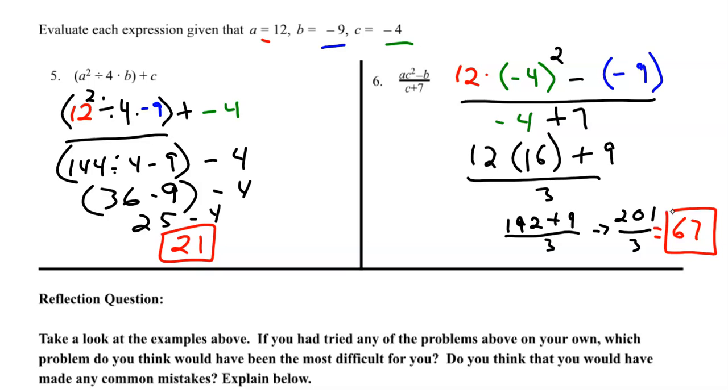All right, those last two are fairly complex. Hopefully your mistakes in there, if they were minor, maybe the minus signs, they show how careful you have to be when using order of operations. Lastly, we would like you to do the reflection question, which is take a look at all the stuff we've done above. If you had any problems on those, which one do you think might have been the most difficult for you? And then do you think maybe we had a common mistake in our class?